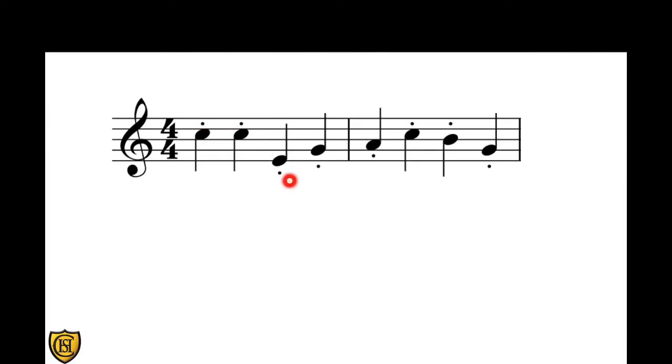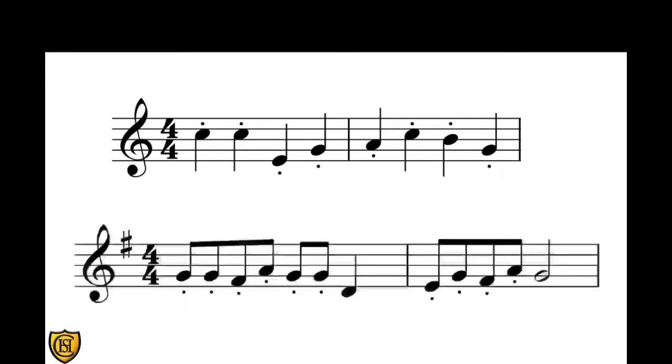So these signs here, the dots, are staccato marks. And that would tell us that these notes have to be played really, really short, not joined up at all. Likewise here, you can see that this is a mixture. Notes with the dots are staccato, some don't have the dots.